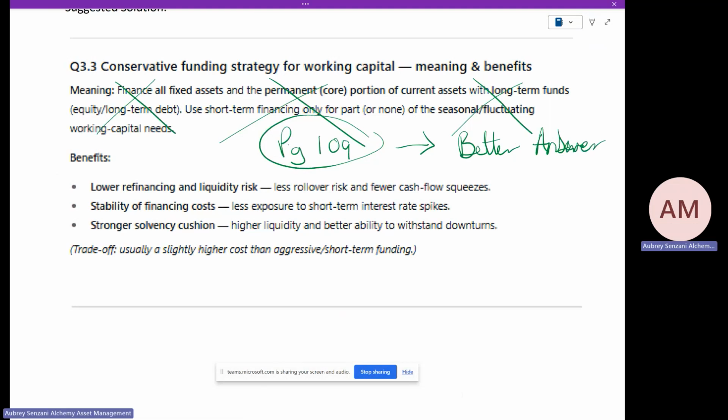Right. Now the benefits: lower refinancing and liquidity risk, because of what I was highlighting. Less rollover and fewer cash flow squeezes. Then stability of financing costs. We know what interest we're paying, with less exposure to short-term interest rate hikes.